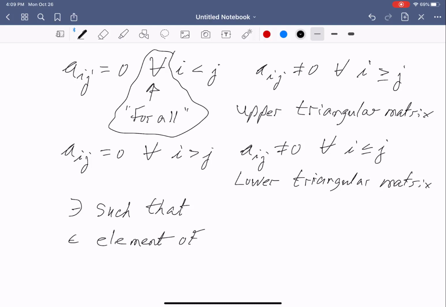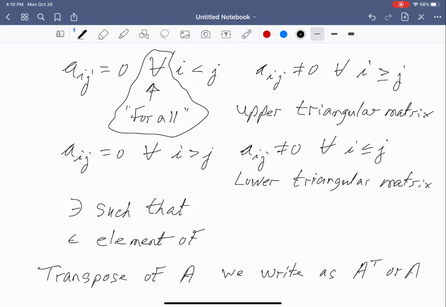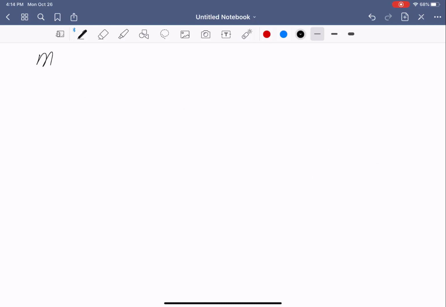We also can talk about a transpose of a matrix. Matrix A we write as A to the T, or sometimes simply A prime. So matrix multiplication.